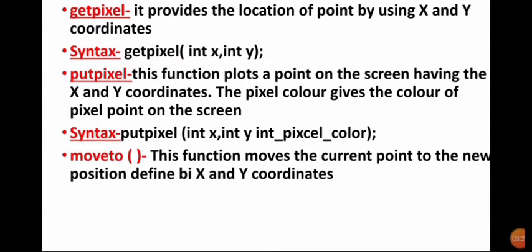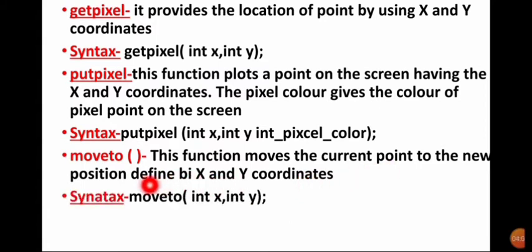Similarly, moveto. This syntax contains the instruction itself. What is meant by moveto? That means something is moved somewhere. That's why the name of the function is moveto. This function moves the current point to the new position defined by x and y coordinates. The current position can be shifted to the new values defined by the new x and y coordinates. So see the syntax.